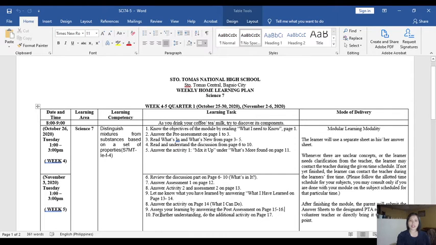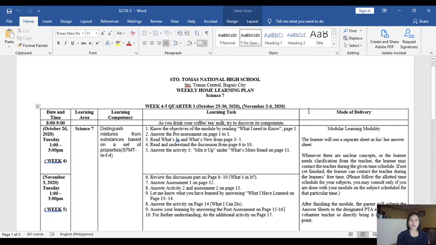Now, for further understanding, you can do the activity on page 17. This is the crossword puzzle, but you may not submit it on November 23. This is only for your enhancement. That is why it is an additional activity. I hope this is clear for everybody.